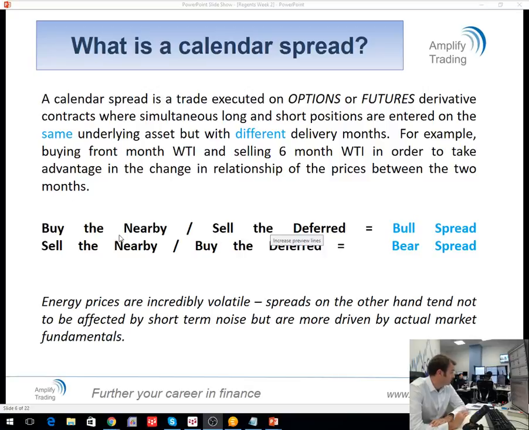If you buy the front month, so if you're buying, in fact, the front month in crude oil now, of course, is May. So if you're buying May and selling a later month, that's a bull spread. And if you're selling the front month and buying the further away month, this is a bear spread. Energy prices are incredibly volatile. Spreads, on the other hand, tend to be less affected by short-term noise and more affected by fundamentals. And in this case, when we talk about calendar spreads, that's fundamentals, supply and demand.